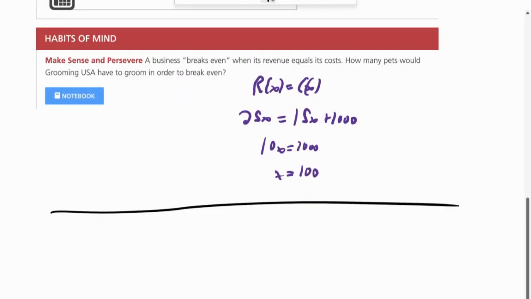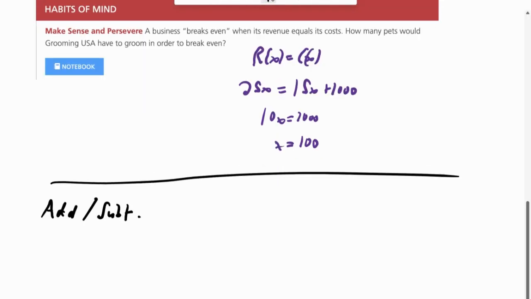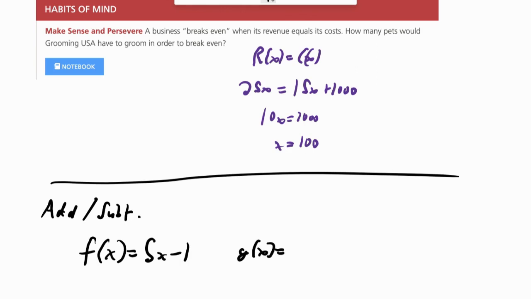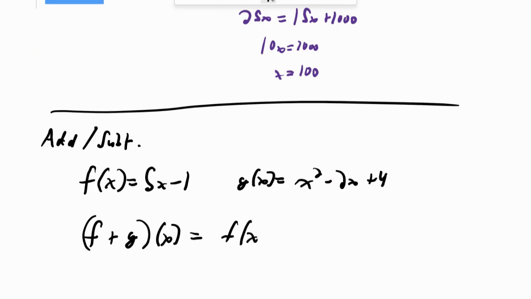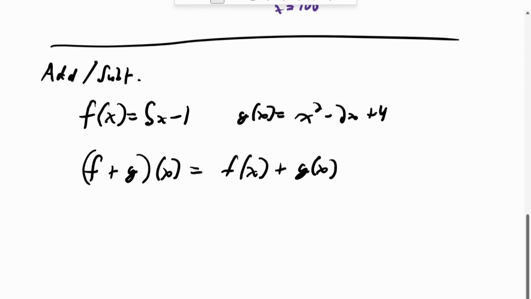So this is the essence behind working with multiple functions and figuring out how to do them. There are a couple of basic operations. One, we're going to add and subtract. This is the most simple operation that we can do. If we add and subtract functions, for instance, if we have f of x is equal to 5x minus 1 and g of x is equal to x squared minus 2x plus 4, then the notation we can use could be something like this. We can say f plus g of x, which is the same thing as f of x plus g of x. I'll let you calculate this. Pause the video, calculate this, and come back to me with what that is.